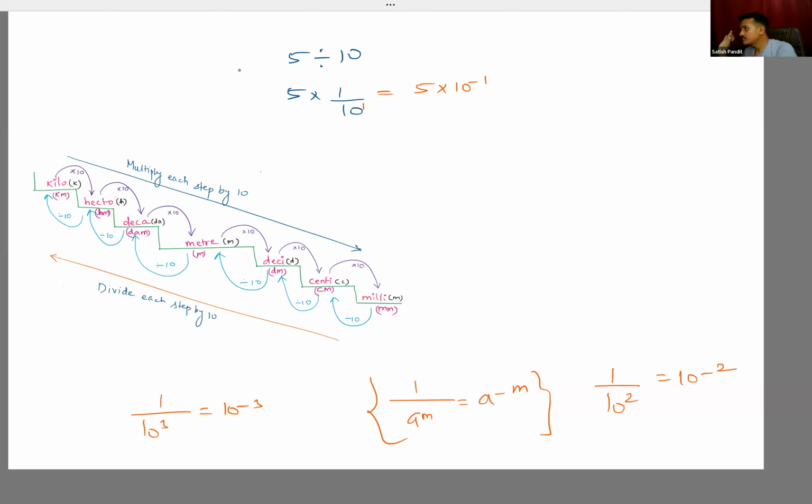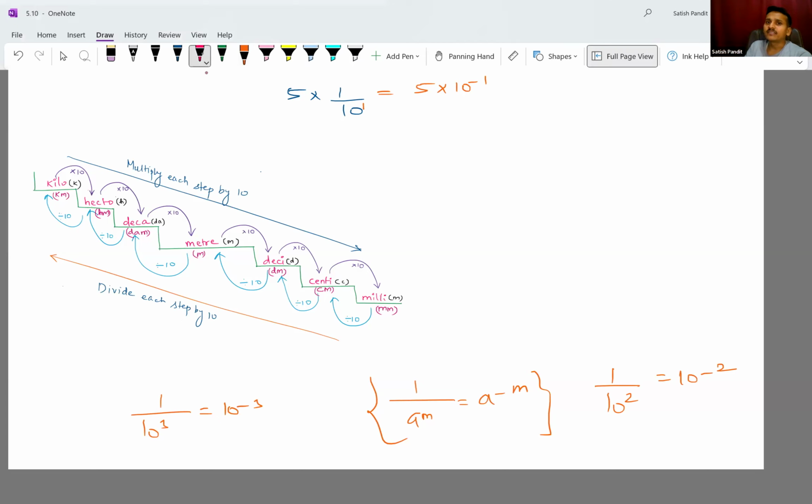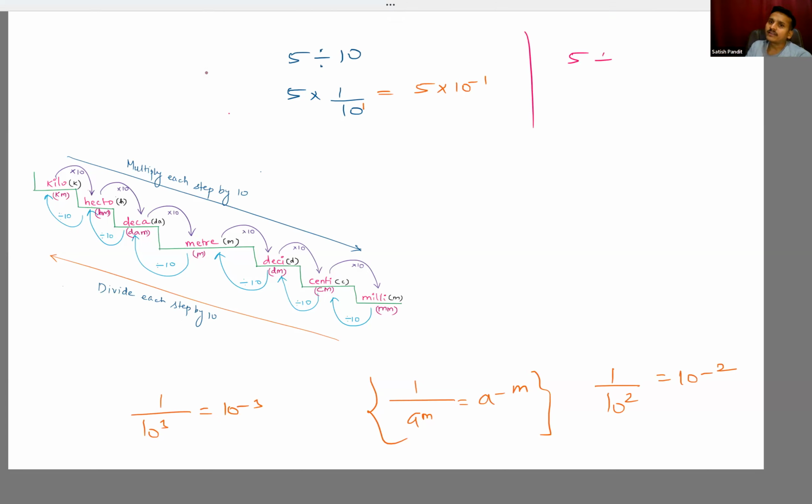Yes or no? Now suppose I am dividing 5 by 100, or 15 by 100. So 15 into 1 by 100. And 1 by 100 means what? 10 to the power 2. 100 means 10 to the power 2, no? 10 to the power 2 means 1 followed by 2 zeros. And if you take 10 to the power 2 to the top, it will become minus 2. Okay.